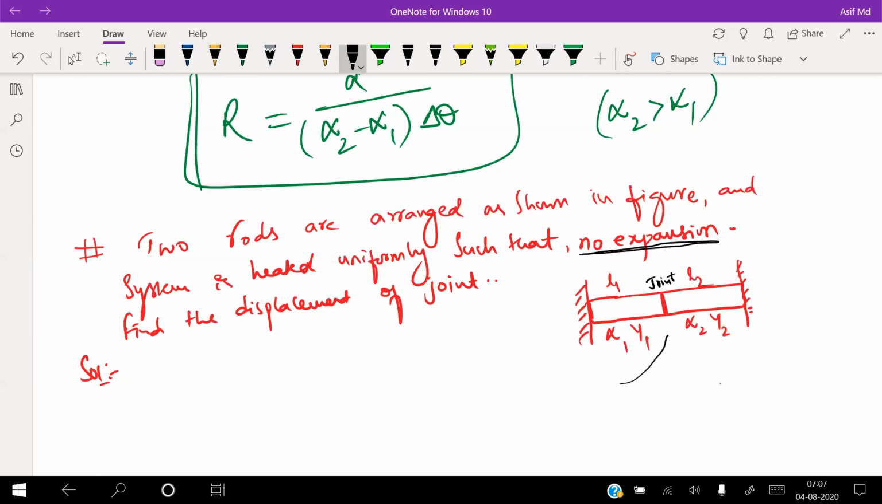Sir, when you're heating this one, what happens when there is no expansion? Sir, it will bend. No, it is not bending. If there is no expansion, how would it bend? Sir, it's fixed at two ends. Yes, there are two fixed points, but two different metals. One is made of alpha 1, another is made of alpha 2. So when I say no expansion, what might be the condition? One might be expanding, another might be compressing. Have you got the point?